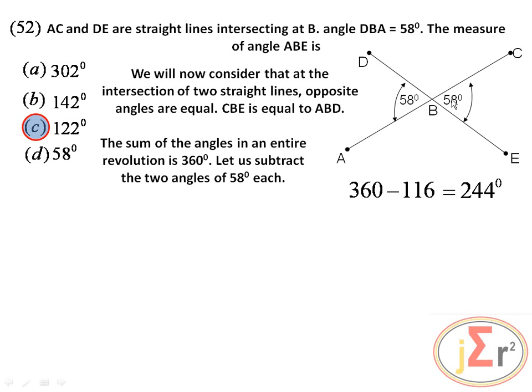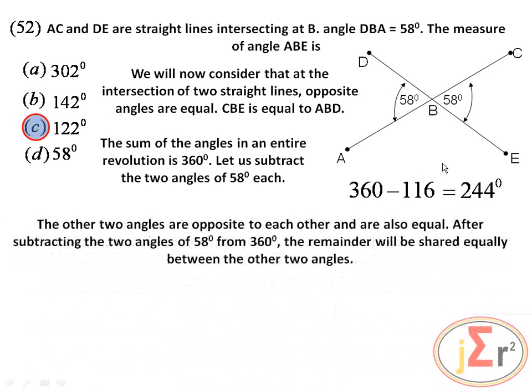So we are sure that these will give a sum of 116 degrees, and we will subtract that from the angle of an entire revolution. That is 240 degrees. That is what the result will be. Now that will be the sum of these two angles.